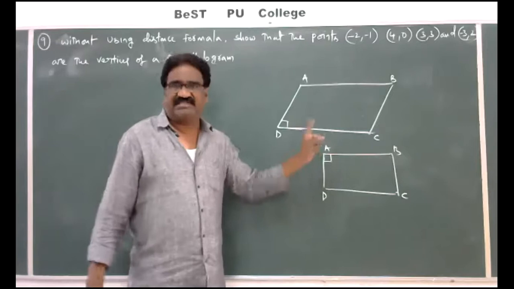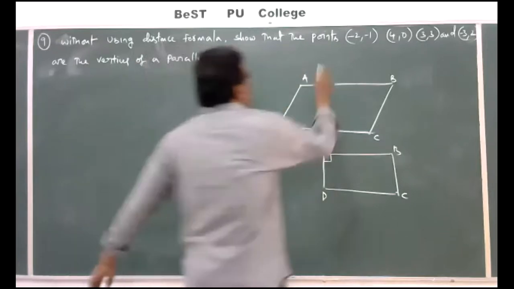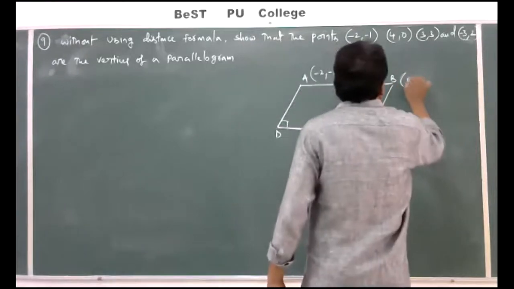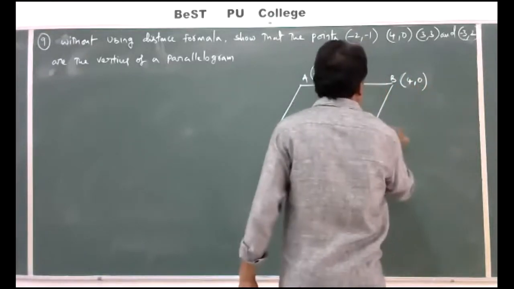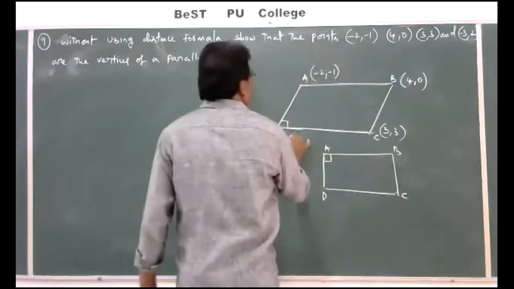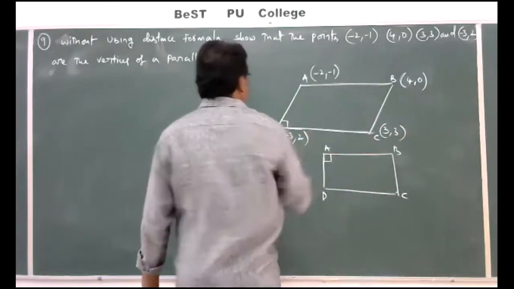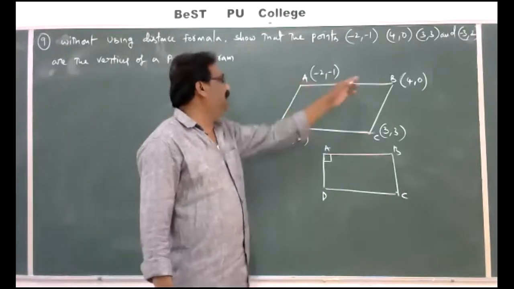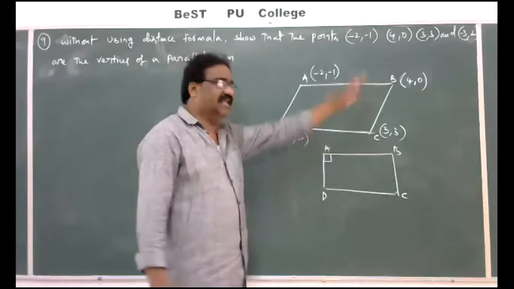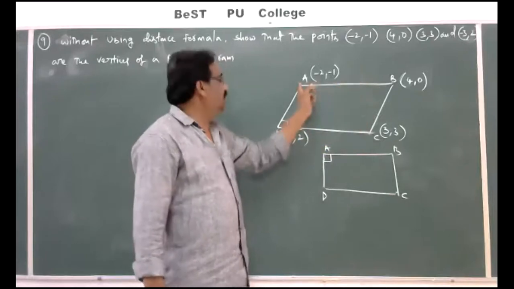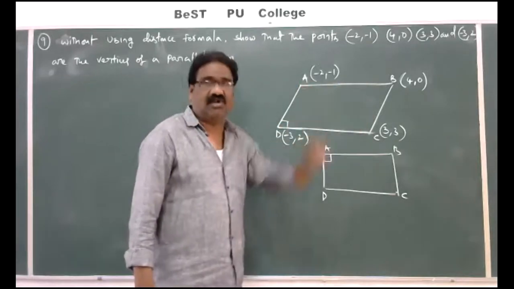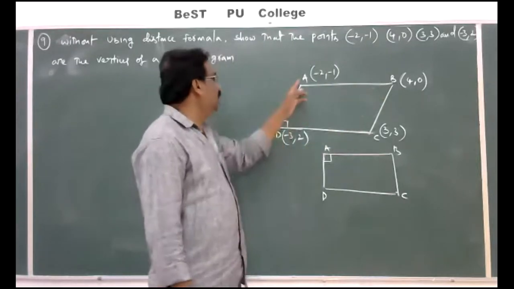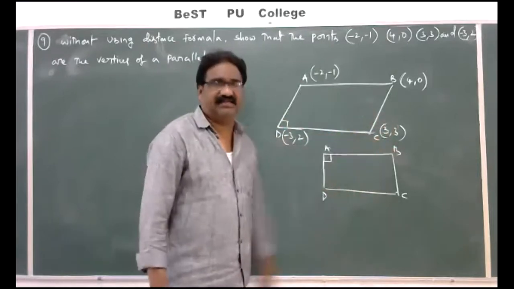You identify both figures. For example, they give A is -2 comma -1, B is 4 comma 0, C is 3 comma 3, and D is -3 comma 2. You always start from one point, for example A, B, C, D, like that. A is here, B is here, that is wrong. You go one way, one direction: A, B, C, D.